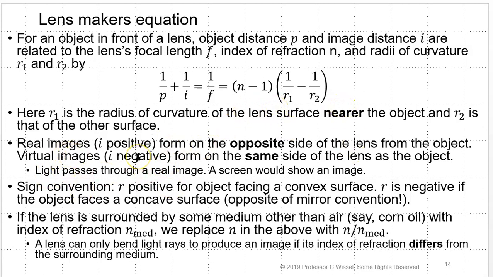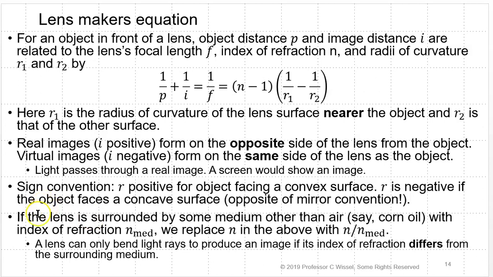Real images, that is, I is positive, form on the opposite side of the lens from the object. Virtual images, that is, I is negative, form on the same side of the lens as the object. Light passes through a real image, and if you put a screen there, you'd see an image on the screen. The sign convention is R is positive for objects facing a convex surface, and R is negative if the object faces a concave surface. Now, this is the opposite of the mirror convention, so be very careful when you're doing your homework.